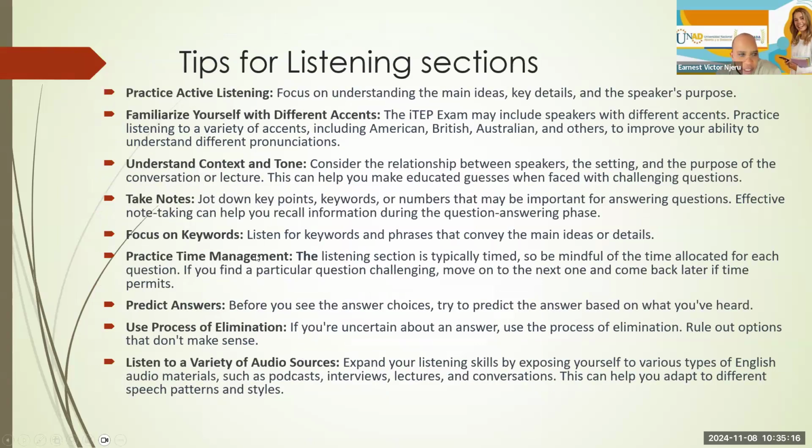So just to wind up this part on listening, we are saying practice active listening frequently from different sources, listening to news from the BBC, the CNN, podcasts, etc. Familiarize yourself with the different accents, because we don't only have American English, British English, or Australian English. We have different accents of English in the world. So it's very important to get used to the different accents that exist. Understand context and tone.